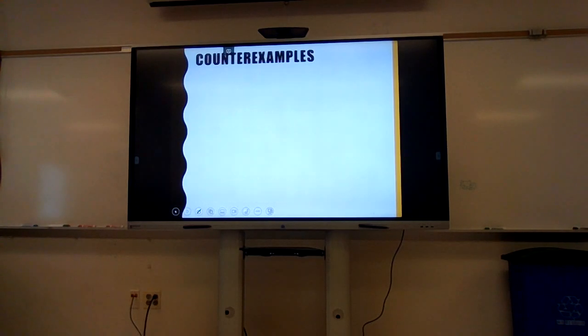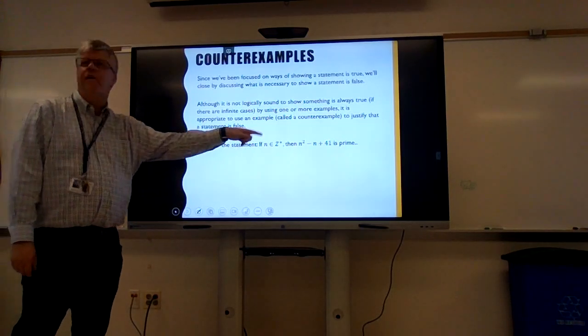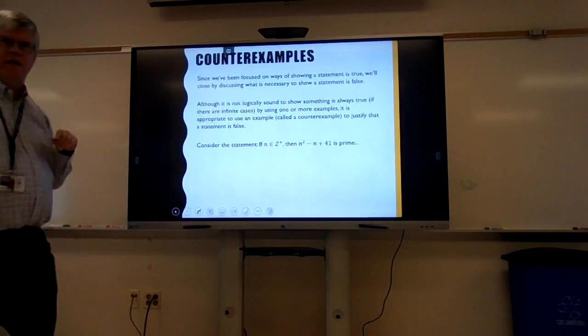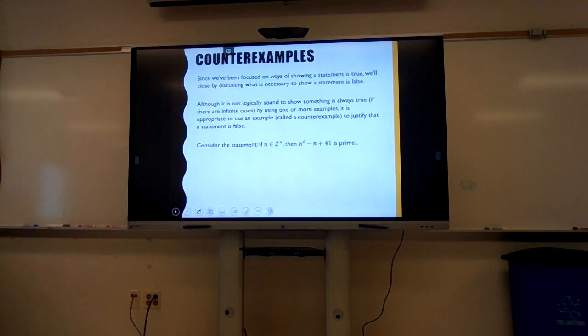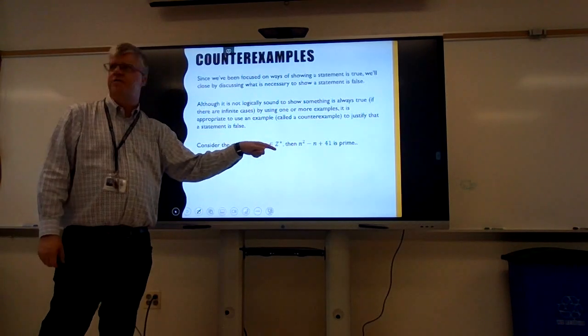Let me give you an example of that. Here's an algebra statement: if n is a positive integer, then n squared minus n plus 41 is prime. That's the claim. Suppose I said this is false, but I want you to justify that it is actually false. You don't go into a proof to show that something is false. You just need to provide a counterexample.